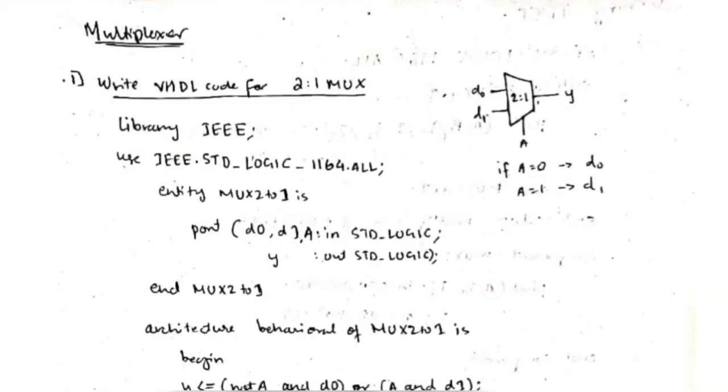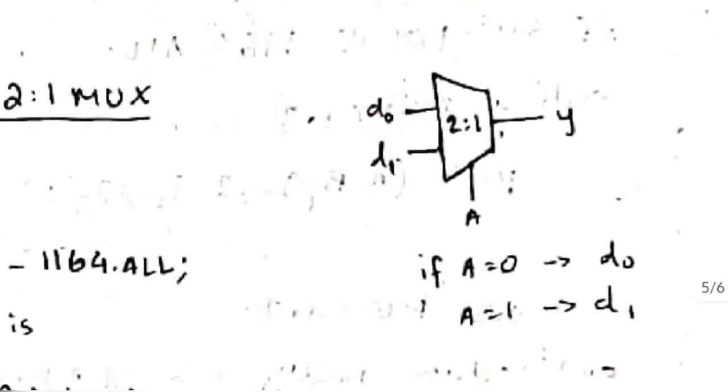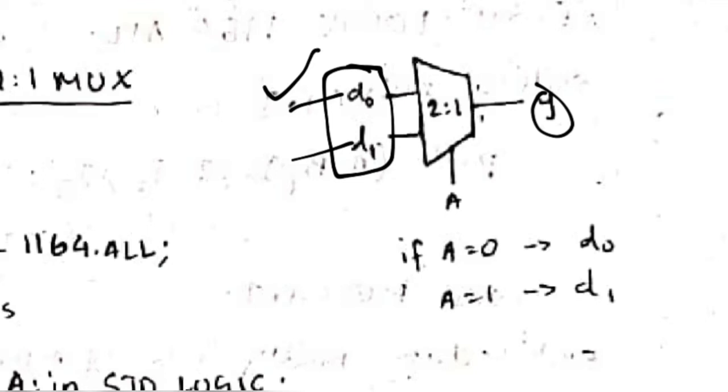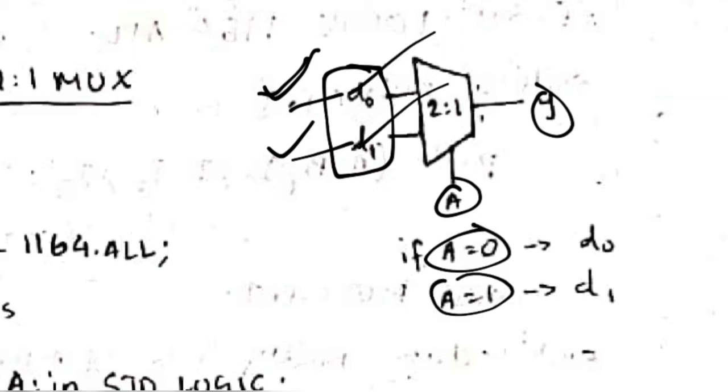Coming to the multiplexer part, there are 2 types of questions which can be asked under the multiplexer. One is to write a VHDL code for a 2:1 multiplexer, which is very straightforward. First you have to construct this 2:1 multiplexer diagram. Now what is a multiplexer actually? See here, these are the inputs, D0 and D1. This is the output. Now if I have to select between D0 and D1, how will I specify? I will specify using A. If A is 0, D0 will be selected. If A is 1, D1 will be selected. In that way I specify which of D0 or D1 is selected, and whichever is selected will go to Y.